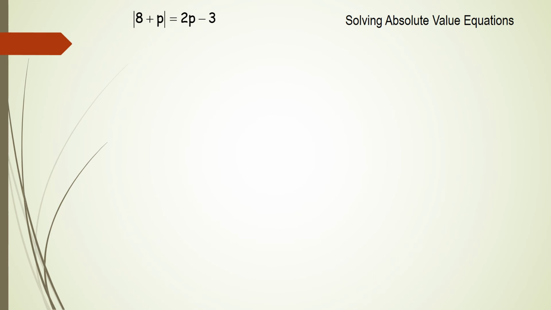Here we have the absolute value of the sum of 8 plus p is equal to 2p minus 3. Go ahead and pause your video and work the problem, and then resume to see if you solved it correctly. Remember, when you solve absolute value equations, you have to account for both the positive and negative result. Here are the answers.